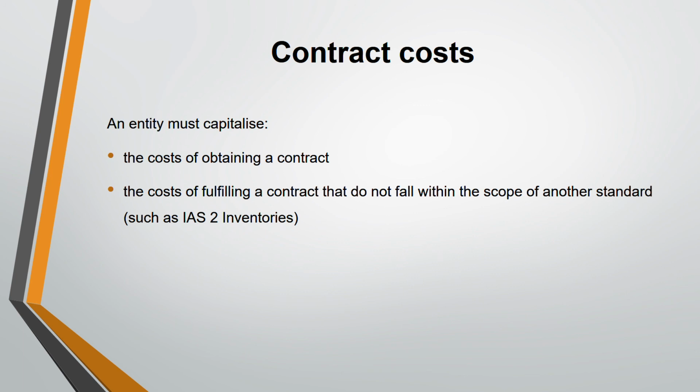Obtaining a contract, fulfilling a contract. But for fulfilling a contract, you have to see that it does not fall in the scope of another standard. One example is inventory. If it falls under the scope of inventory, then you cannot capitalize it; then you have to use IAS 2 Inventory. If it does not fall in the scope of IAS 2 or another standard, then only you can capitalize it. That means it will be taken as an asset, the contract asset.